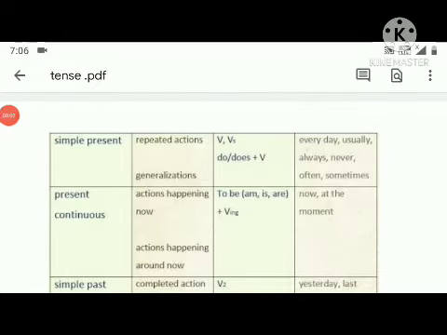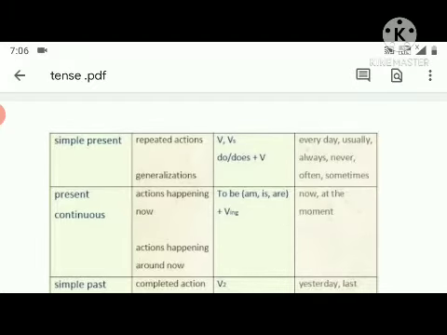Hello students, today we are starting the tense topic of grammar. Tenses in English are a very important grammar topic by which we can construct sentences. Okay, so basically we already know that there are 12 types of tenses.